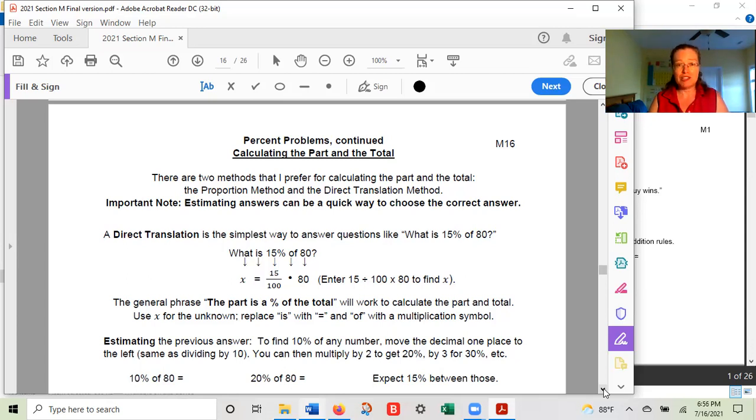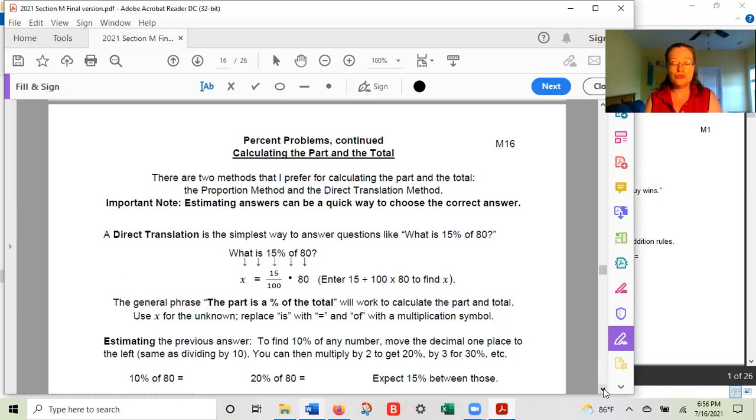So what's the direct translation method? Well, the word what becomes the letter X that we're solving for. Is always means equals. 15%, well, we've defined that as 15 divided by 100. You can either put that in your calculator, 15 divided by 100, or you can just move the decimal 2 places in your head. Either one is fine. Then the of, in this case, means multiply. And 80 stays 80. So in our calculator, we would just put 15 divided by 100 times 80 to find our X, to find our answer.